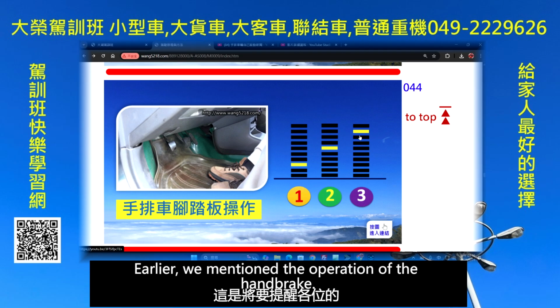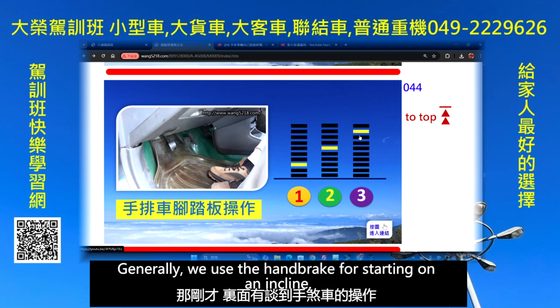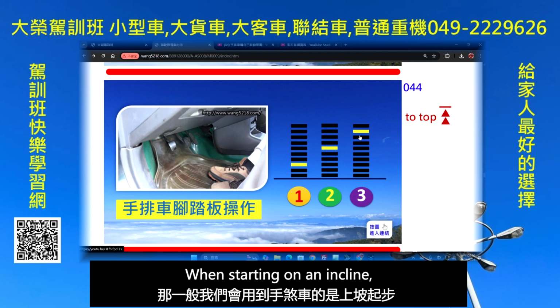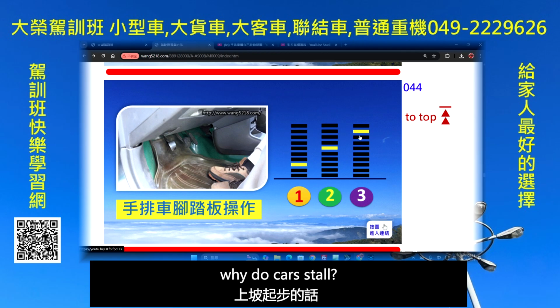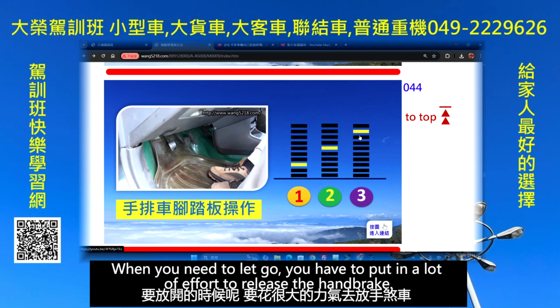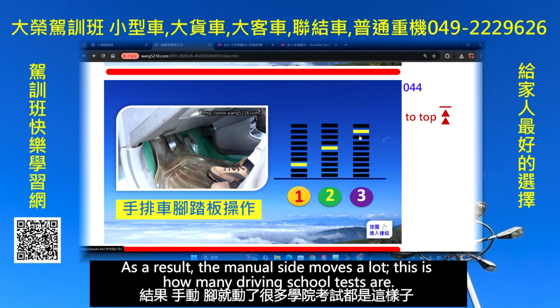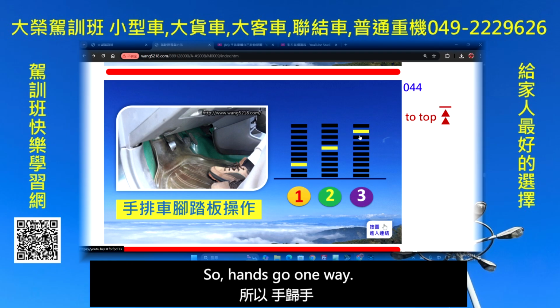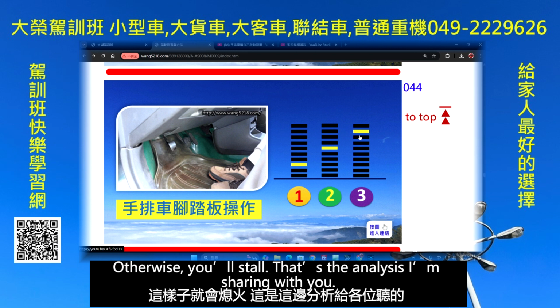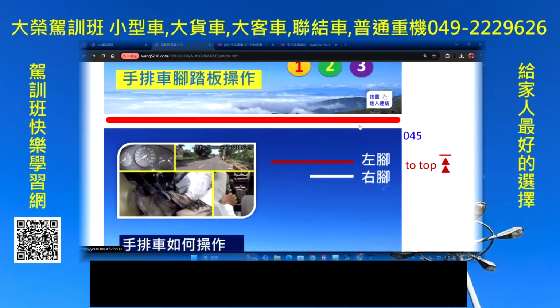Earlier, we mentioned the operation of the handbrake. Generally, we use the handbrake for starting on an incline. When starting on an incline, why do cars stall? Because he pulled the handbrake too hard. When you need to let go, you have to put in a lot of effort to release the handbrake. As a result, the clutch moves a lot. This is how many driving school tests are. So hands go one way, feet go another. Don't move your clutch when you're releasing the handbrake. Otherwise, you'll stall. That's the analysis I'm sharing with you.